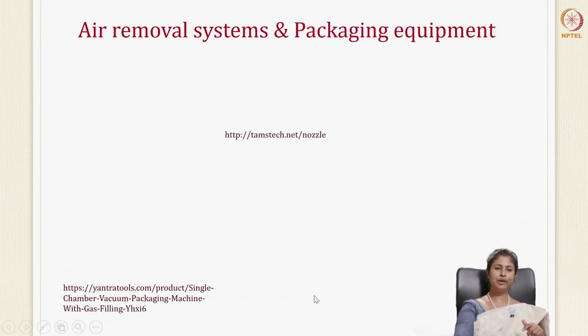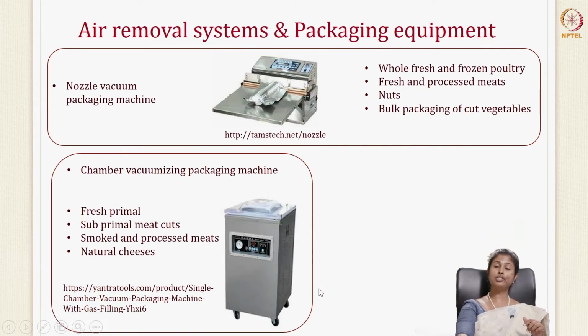Okay. With that introduction, let's go on to the equipments that are used for your vacuum packaging. There are two types actually. There is something called a nozzle vacuum packaging machine and a chamber vacuumizing packaging machine. In a nozzle vacuum packaging machine, as you see in the picture, the package is introduced into a nozzle which actually draws out the air from the package completely and then immediately seals it up.